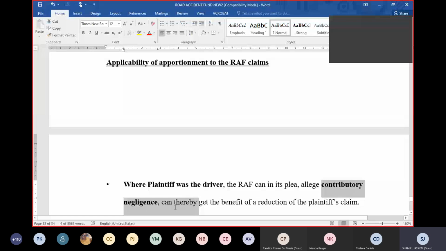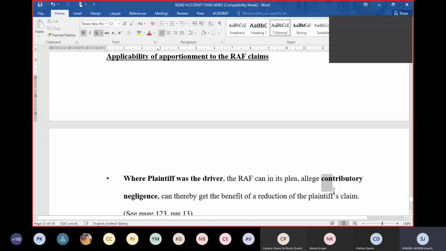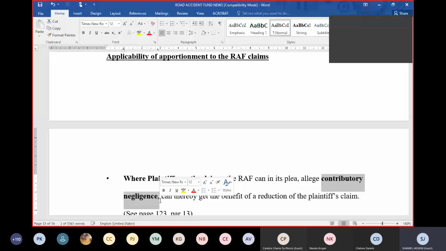And if they plead contributory negligence, they may get the benefit of a reduction of my claim. And this is important. It was already asked in previous exam question papers that candidates should draft the part of the RAF's plea pertaining to contributory negligence. So if you get your manual or your soft copy of the manual, please ensure if you study, have a look at the RAF's plea, especially the part pertaining to contributory negligence.